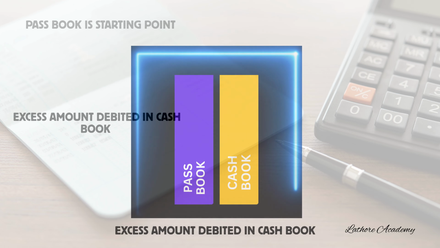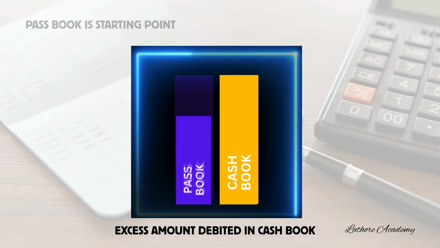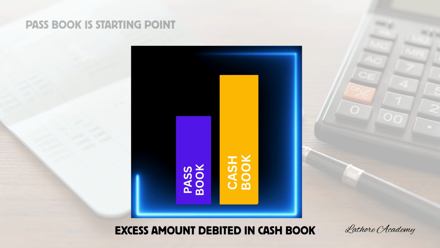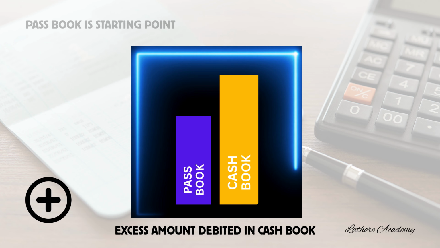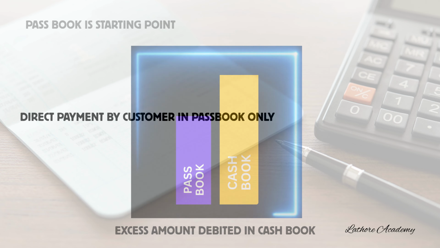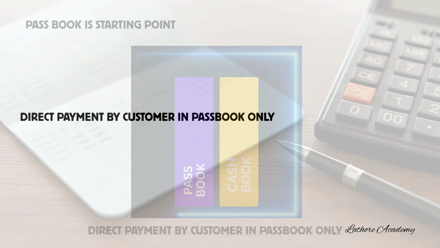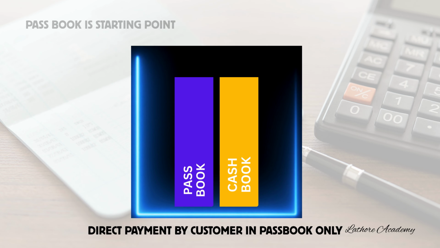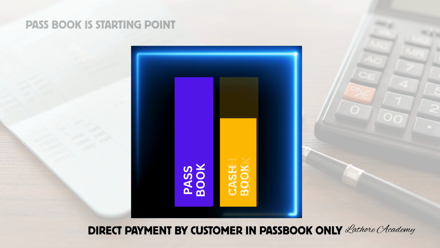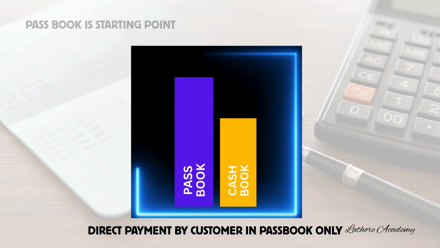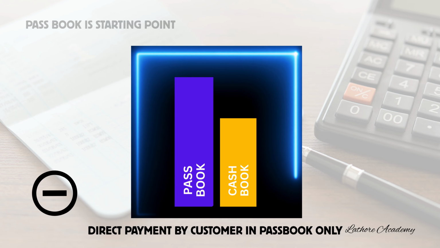If you have recorded receipts more than the actual amount, your cash book balance is more than it should be. Since we are starting from the passbook balance, we have to add. Moving on to the next transaction, direct payment by the customer in the passbook only. Since the customer has made payment directly to the bank, which is increasing your passbook balance, but your cash book doesn't show these receipts, we subtract these amounts because the cash book balance is lower.